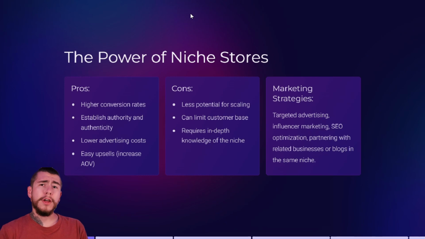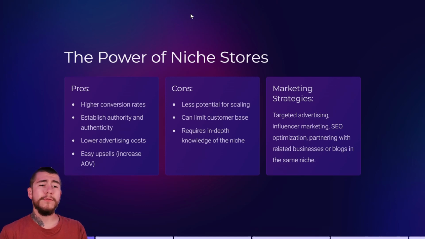Let's start off by talking about niche stores. The pros of running a niche store are typically higher conversion rates. You can establish authority and authenticity within your niche. You typically have lower advertising costs, and it's very easy to upsell products and increase your average order value by doing so. But the cons of running a niche store are less potential for scaling. You have a limited customer base, it's just the people within the actual niche, and it requires in-depth knowledge of the niche that you're selling in.